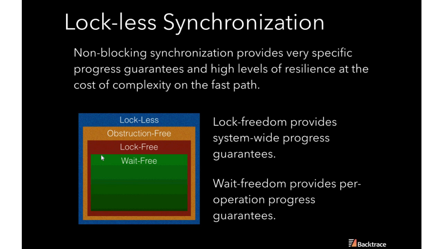However, there is a cost to the fast path. So lock freedom provides system-wide progress guarantees. We'll revisit that shortly, but essentially, if you have a bunch of threads executing some operation on a data structure, it's guaranteed that at any point in time, at least one thread will be making forward progress. Wait freedom provides per-operation progress guarantees. So taking that same example, all those operations are guaranteed to complete in a finite number of steps.